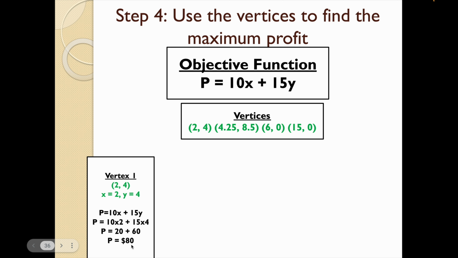So what I want you guys to do is do it for all of these vertices to see which one would give you the maximum profit. Alright, so I did the first one with you. Take it down and try to go through it.